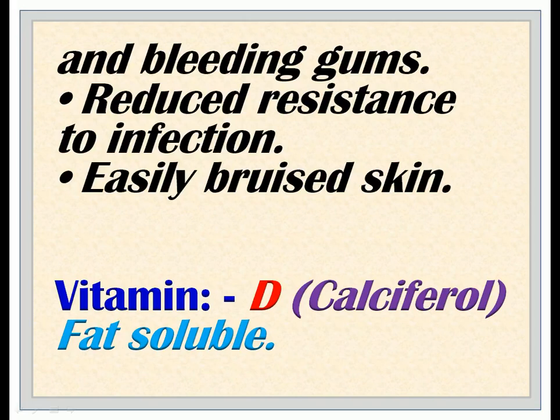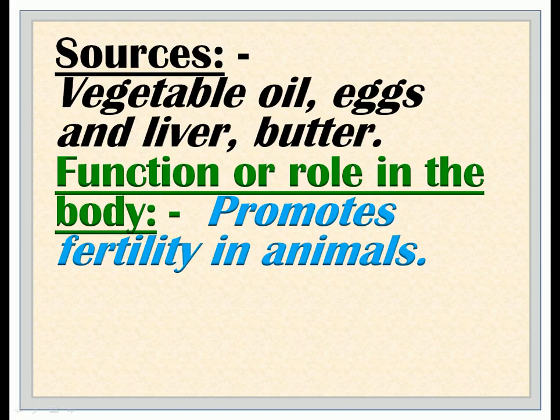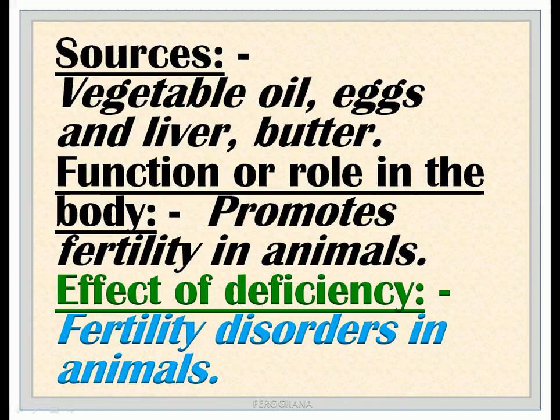Vitamin E, tocopherol. Fat-soluble. Sources: vegetable oil, eggs and liver, butter. Functional role in the body: promotes fertility in animals. Effect of deficiency: fertility disorders in animals.